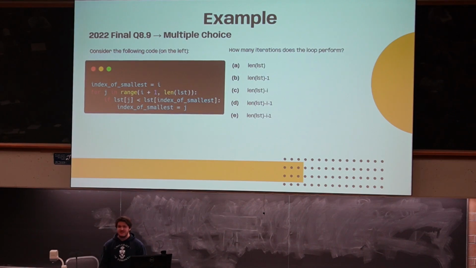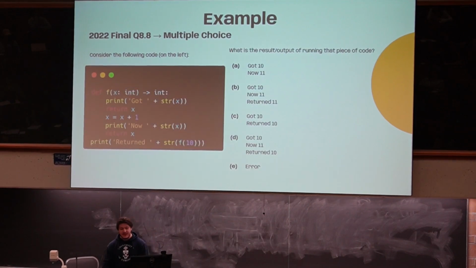Oh, sure. Is it D? Yep. So basically, when you want to think about this, it's really not that complicated. You take the second value of your range and subtract your first value of your range from it, and that's going to give you the amount of iterations. Right, so we do the length of the list minus i plus 1, in parentheses, and you get len list minus i minus 1.